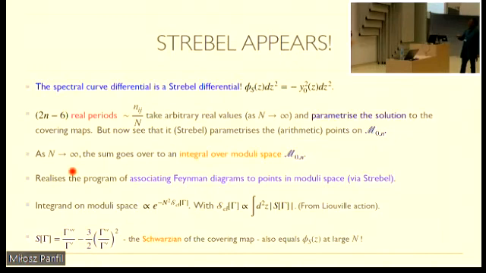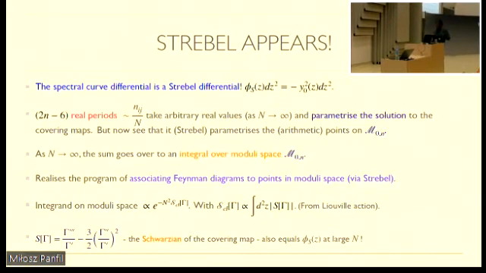And of course, in the limit as n goes to infinity, the sum in some sense goes over to an integral over the moduli space. And you see that it's exactly these points. So each Feynman diagram, which I remind you corresponded to a covering map, is now characterized by its own Strebel differential, which corresponds to the point in the moduli space in which the Strebel lengths are proportional to the number of Wick contractions of that Feynman diagram. So that's exactly what the philosophy I was outlining earlier was telling you.